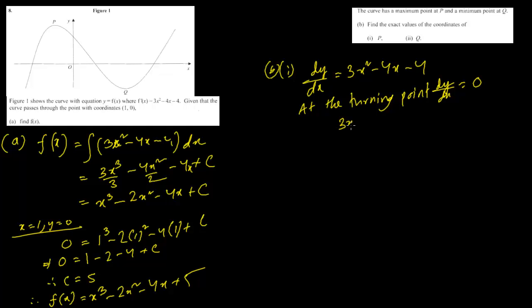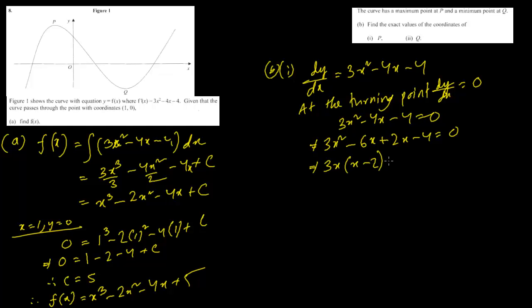So 3x squared minus 4x minus 4 equals 0. We can do the middle term break. 3 fours are 12, so in order to get 12, we can use 6 twos are 12. If we take 3x common, it would be x minus 2; if we take 2 common, it would be x minus 2 equals 0. So x minus 2 is one factor, and 3x plus 2 equals 0 is the other factor. Therefore x equals 2 or x equals minus 2 by 3.